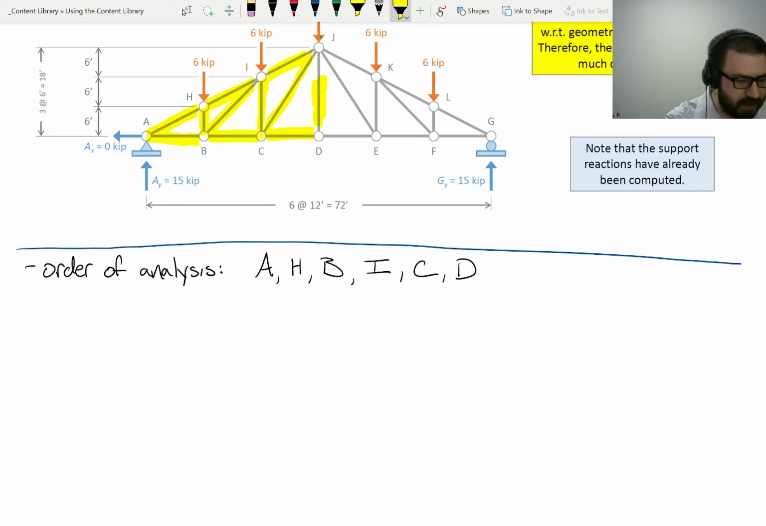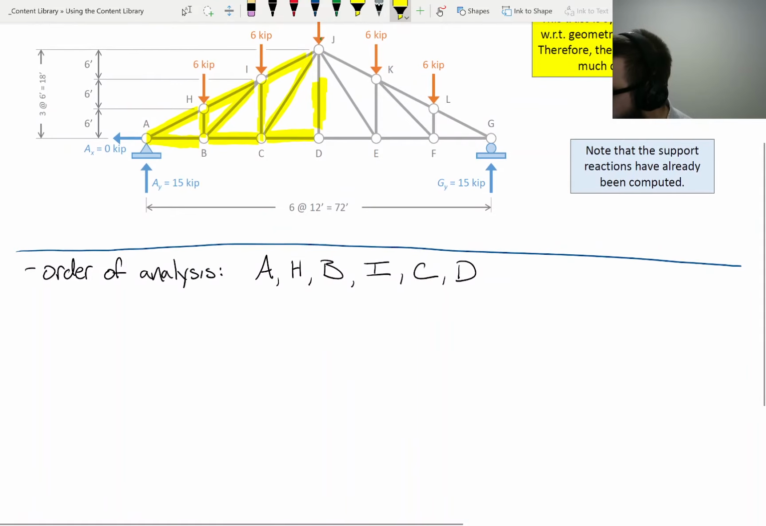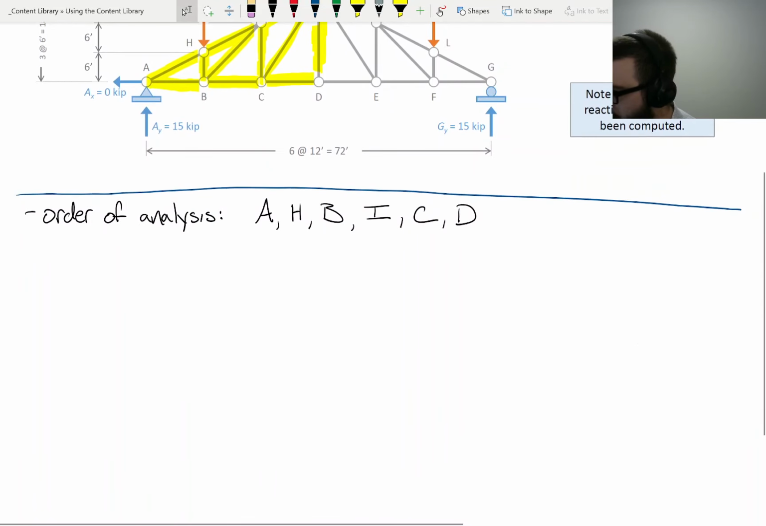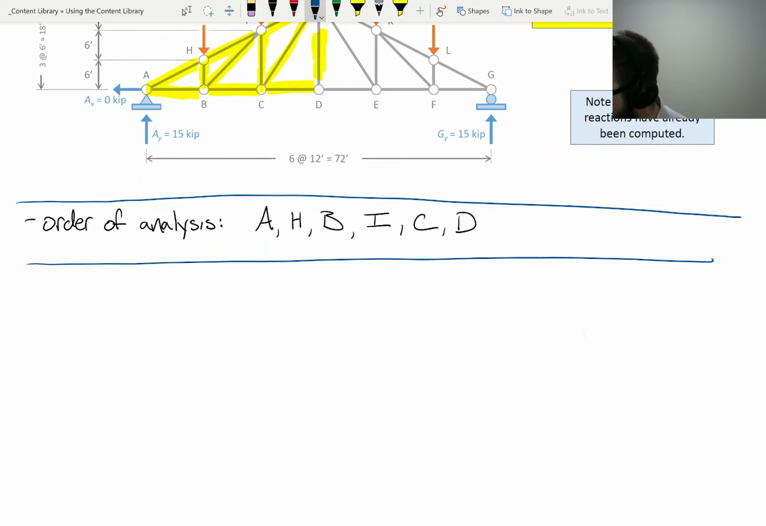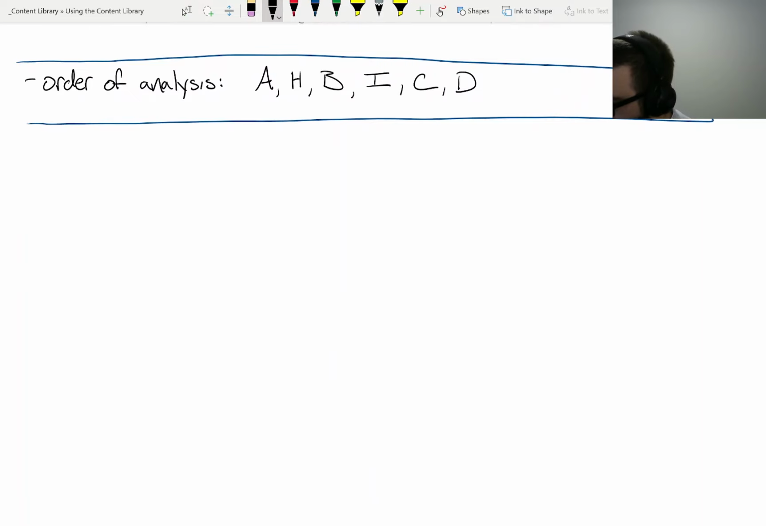It'll be over. So I'm actually going to take a little note right here, because we're going to do this problem on the fly. I didn't even bring my calculations home with me. We're just going to do it together. So what we're going to do is get started, and we are going to go right to joint A. So let's do joint A.